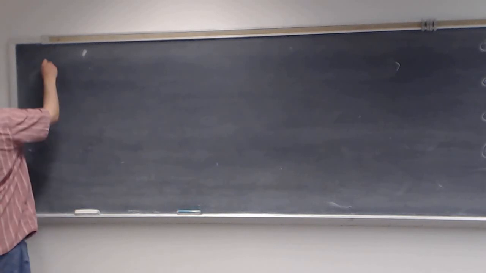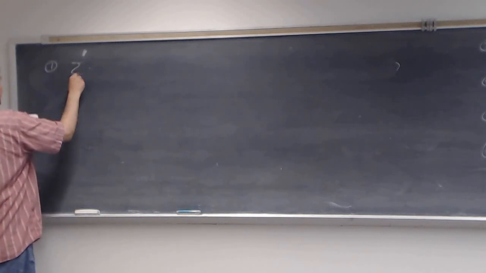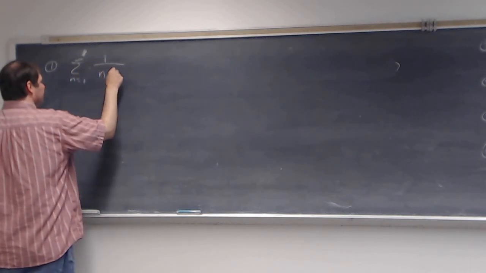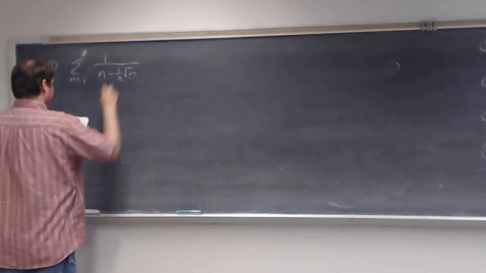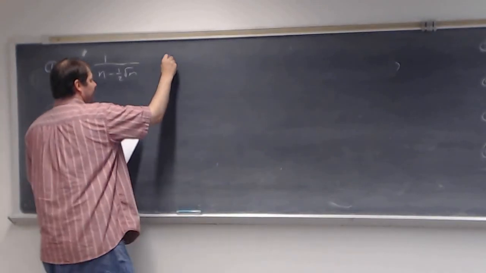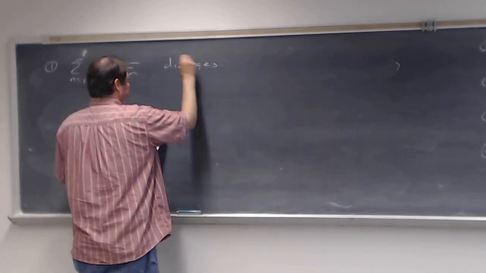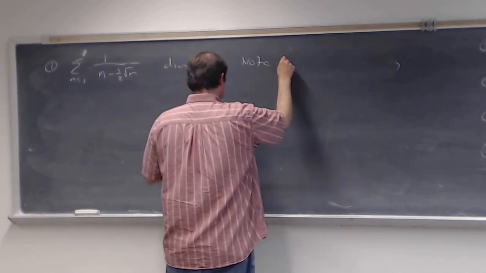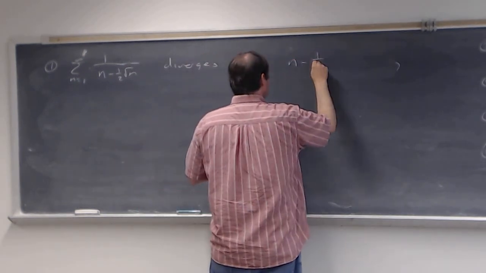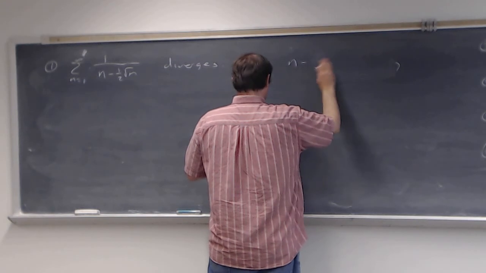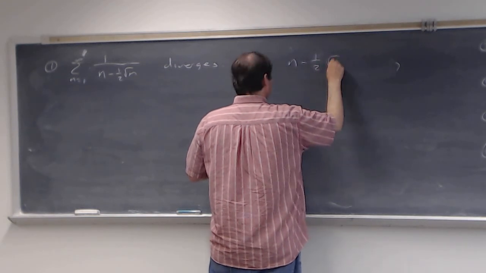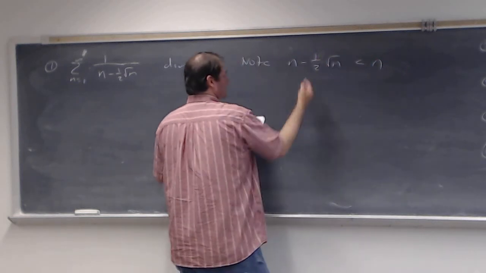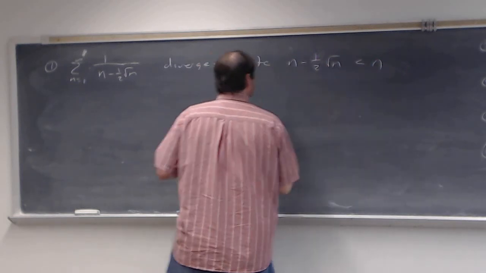So another example I'd like to look at is if we look at the sum as n runs from 1 to infinity of 1 over n minus 1/2 times the square root of n. Okay, my claim is it diverges. So here, the reason it's going to diverge, if we note that n minus 1/2 times the square root of n, that's definitely less than n. Here, because we're taking away something positive from n, and so it got smaller.